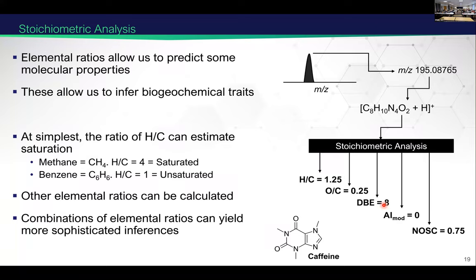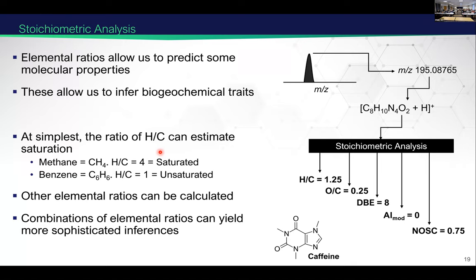So for stoichiometric analysis, as has been alluded to already, the ratio of elements in the assignment allows us to make inferences about the chemistry of the molecule. So in the simplest case, and anyone who knows any chemistry is aware of this sort of thing, you can just look at how many hydrogens to carbons there are. And in the extreme case of methane, which has got four hydrogens to one carbon, an H/C ratio of four, it's a saturated molecule.